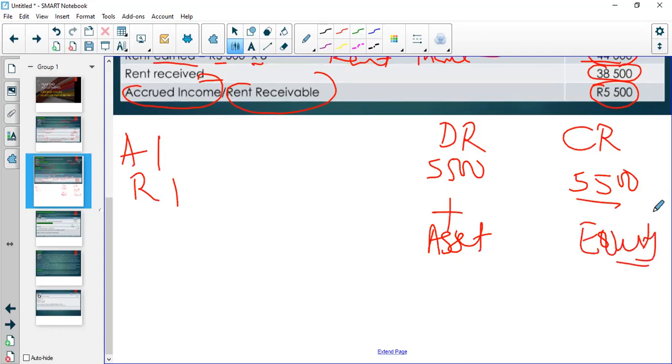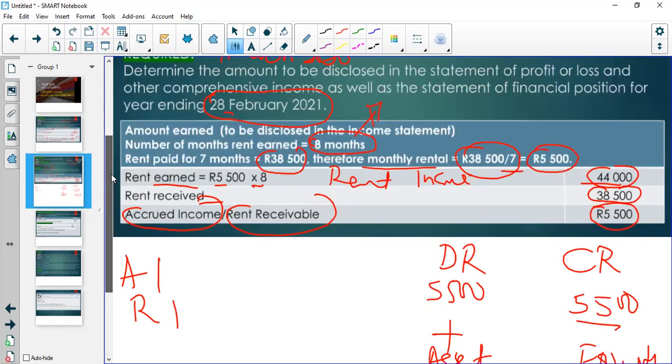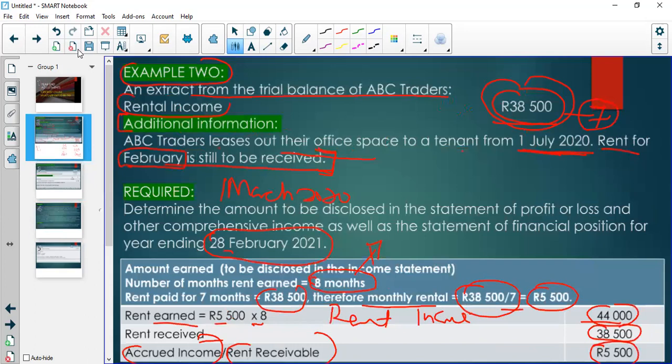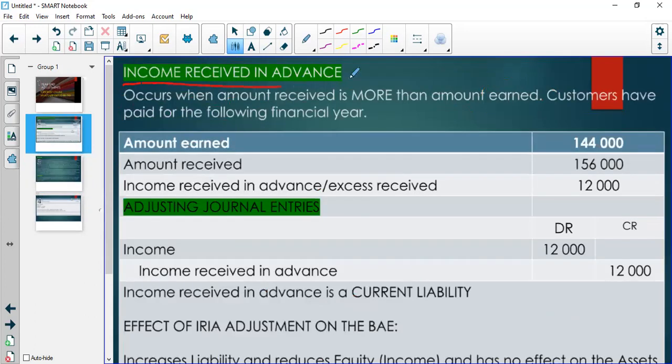So the most important thing for you is to identify the nature of the adjustment. Is it accrued expense? Is it prepaid expense? Is it accrued income? Or, as we go now, is it income received in advance, which is what we're going to look at now. So the case of income received in advance occurs when we receive more than the amount we earned. So we receive more than we are entitled to.